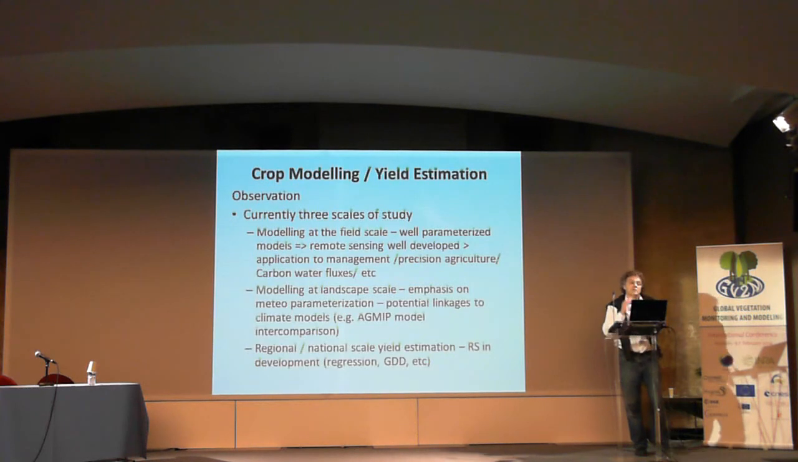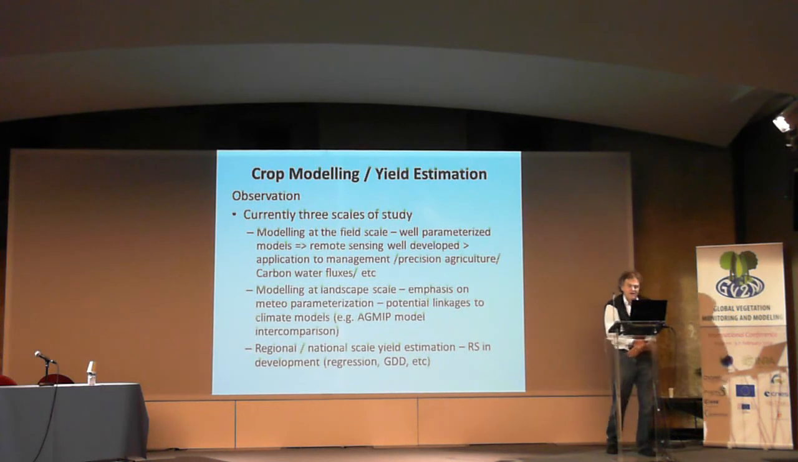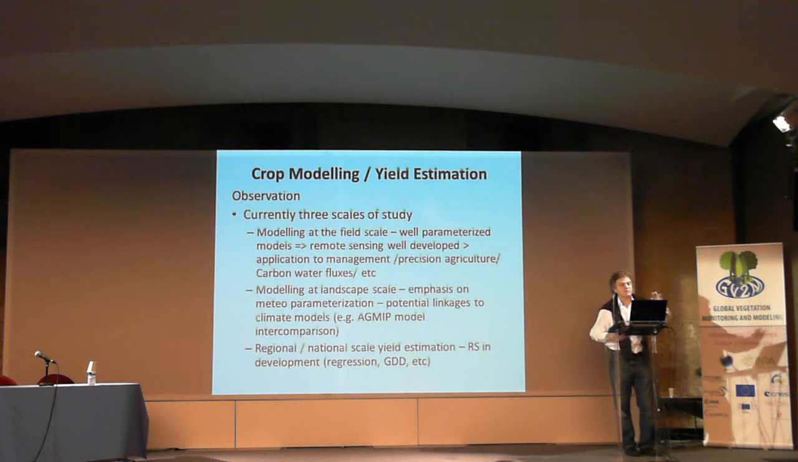So that's the range of stuff that was in this meeting, and I think it gives a flavour for where the community is at. We made an observation about the crop modelling yield estimation. The way we view it is there are currently three scales of study. There is the modelling at the field scale, which is extremely well parameterized models. Using those models, the remote sensing at that field scale is very well developed indeed. There are groups not too far from this building who have spent most of their last several decades working on this, and I think it's well developed. It has strong application to management and precision agriculture, of course, and carbon and water fluxes can even be derived from those systems. So that's the first class of models.